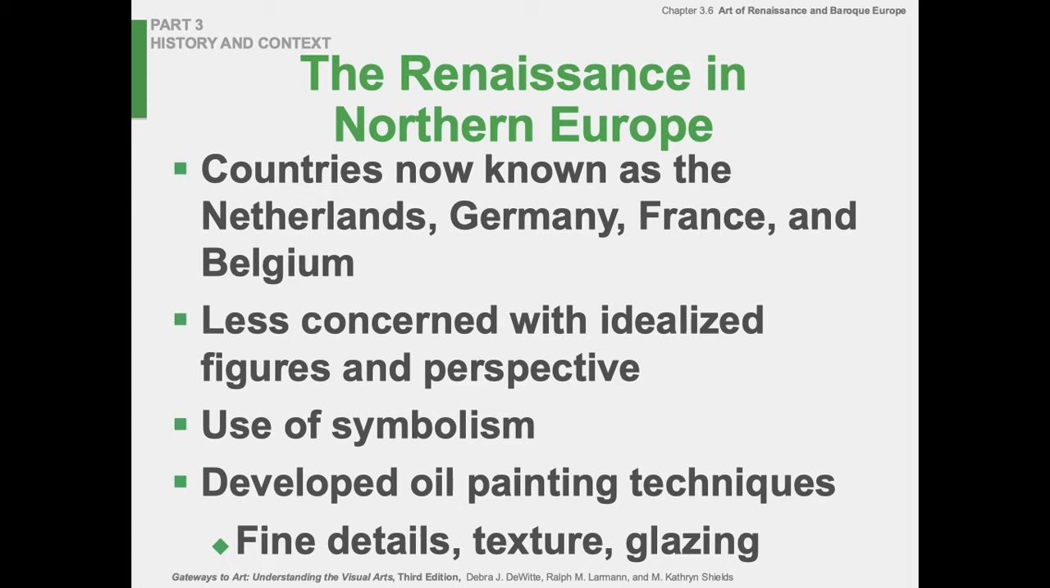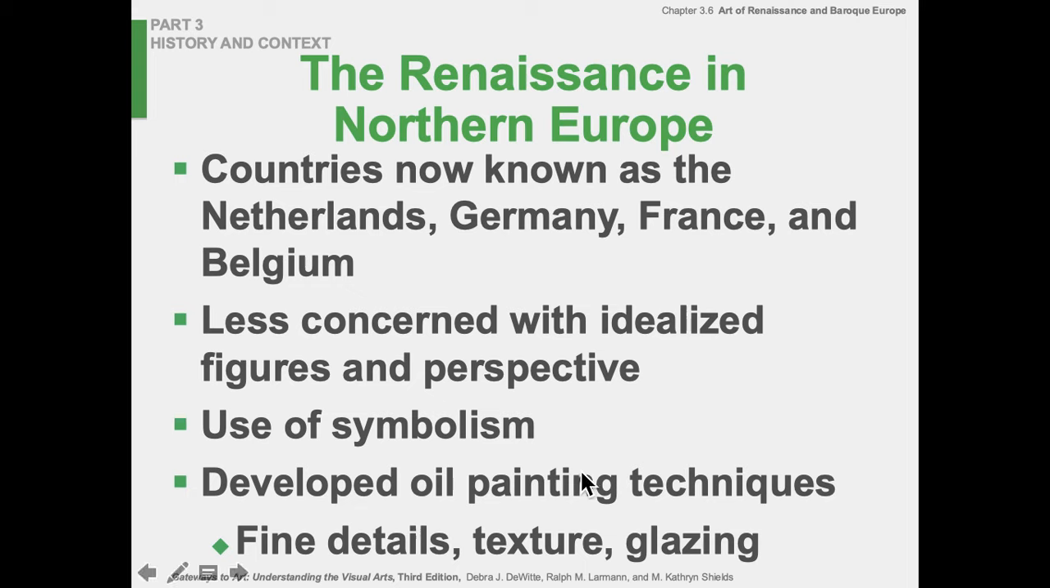This is going to be less concerned with idealized figures and perspective. So the depth of field and that linear perspective that's using a ruler, you're not going to see that as much, or really at all sometimes. Symbolism is important. Lots of little items that you're going to see in a painting with meaning.